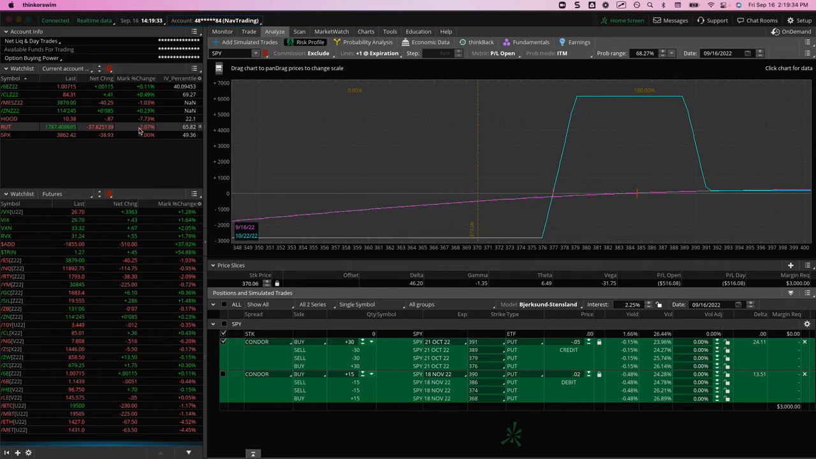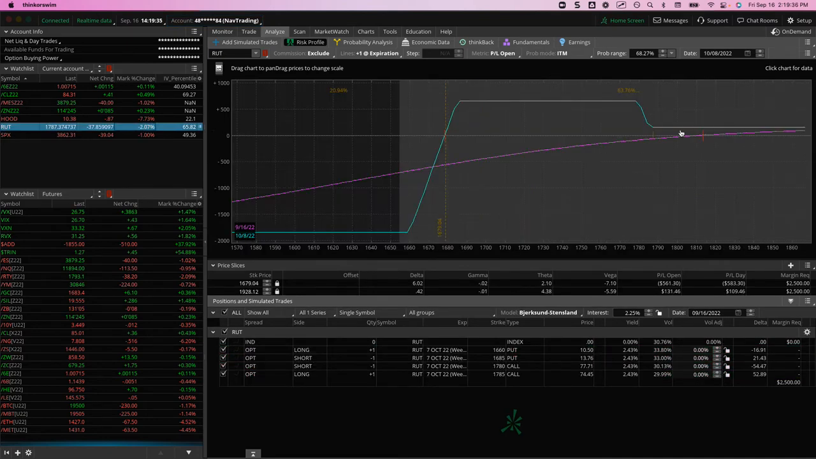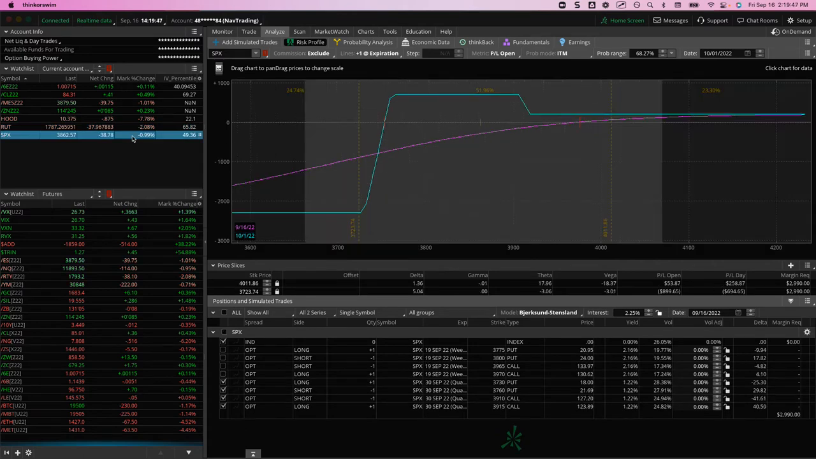All right, so we've got our one in RUT. You can see price is hanging out right here, a little bit lower than where we put it on. And then in SPX, we've got two positions. This one here is right in the center of the duck head.